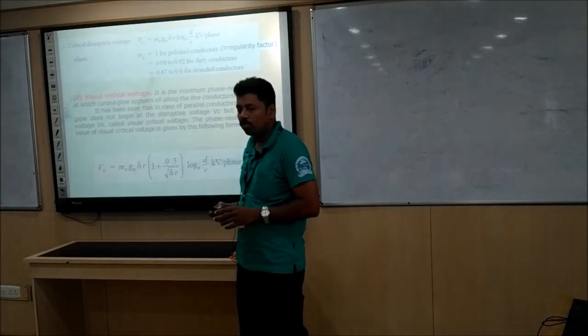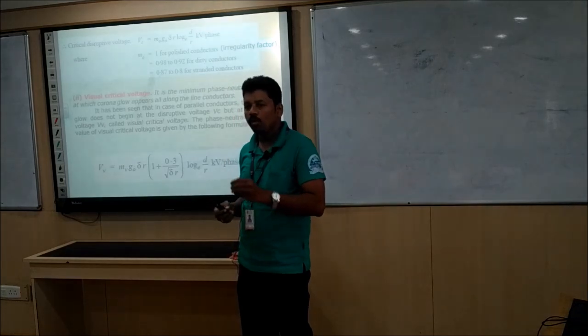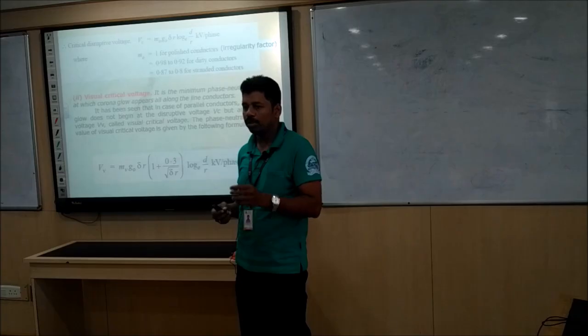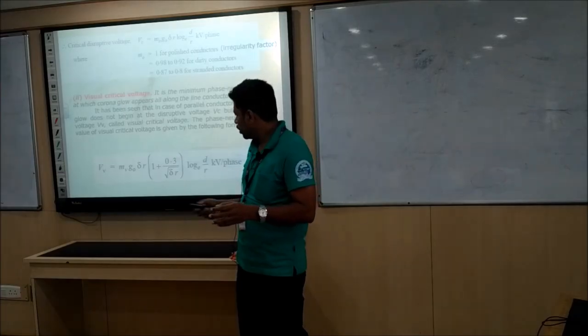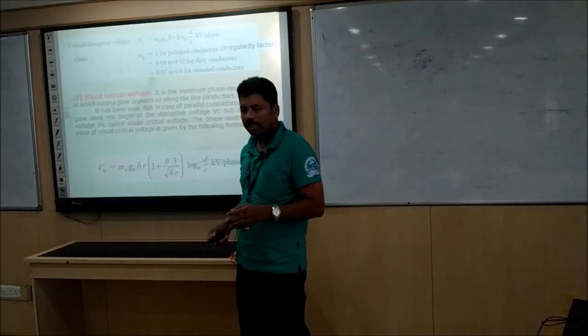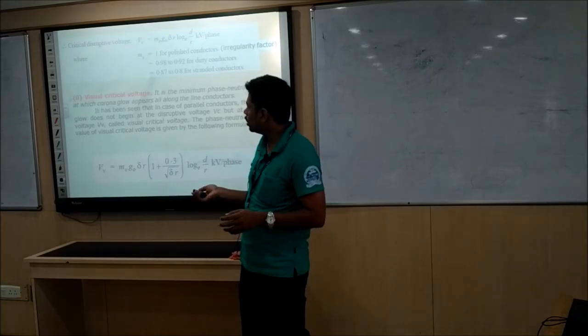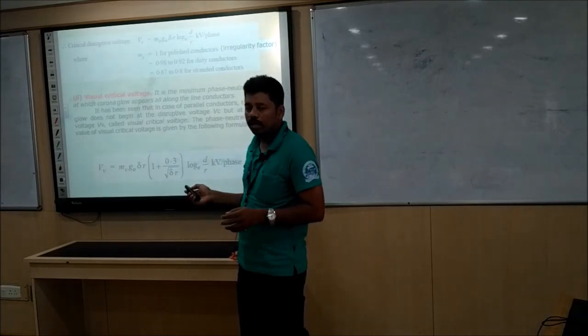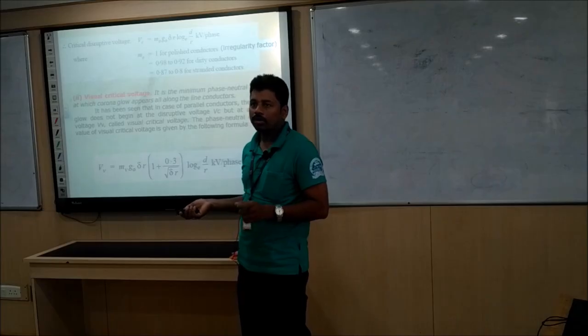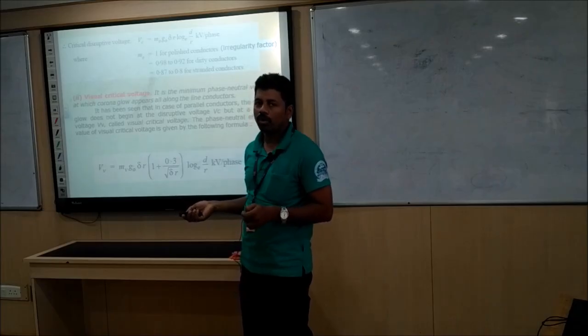The visual critical voltage is a voltage slightly more than the critical disruptive voltage. So this is once again the formula for finding the visual critical voltage. Both the voltages are required to design the transmission line so that there is less possibility of corona occurrence.